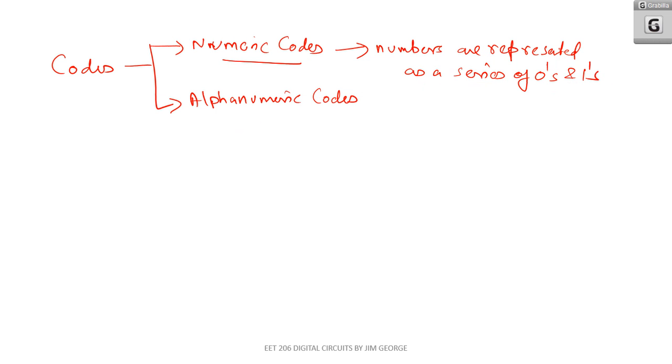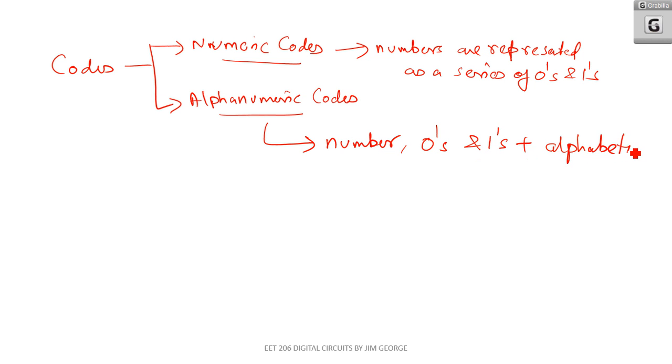So what is meant by alphanumeric code? Alphanumeric code means the code is represented using numbers, that is, again a series of zeros and ones, plus alphabetic characters. So you have alphabets and numbers. That is why it is known as alphanumeric codes.